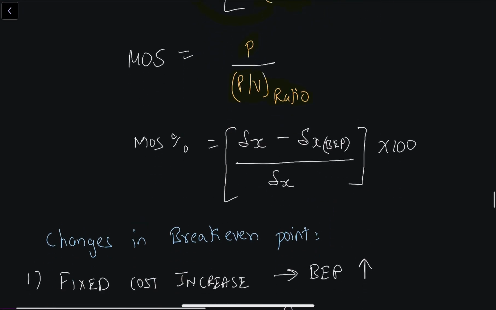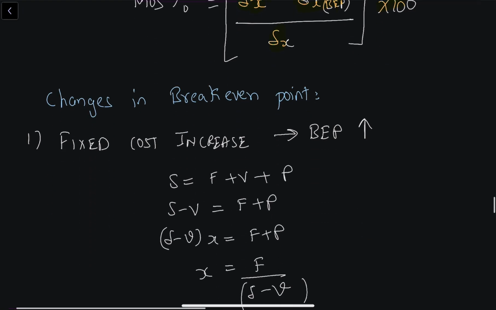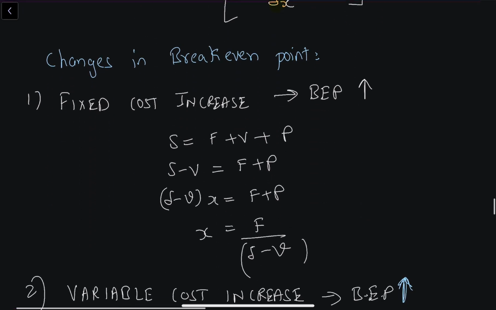If I have to calculate the percentage, it is very simple: delta X minus delta X BEP upon delta X into 100. That will tell you what percentage you are above your break-even point. Okay, so now we see what changes you can make in the break-even point.